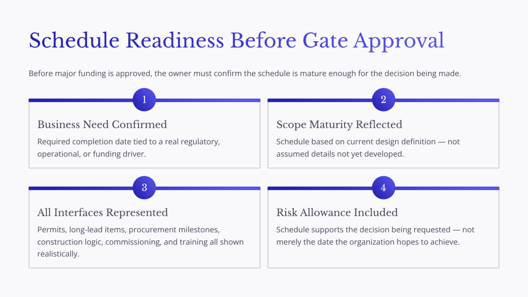Third, the schedule should represent all major interfaces realistically. This includes permit submissions, agency review periods, long lead items, procurement milestones, construction logic, commissioning, inspections, training, and startup activities. Fourth, the schedule should include a clear risk allowance. The schedule should support the decision being requested, not merely show the date the organization hopes to achieve.